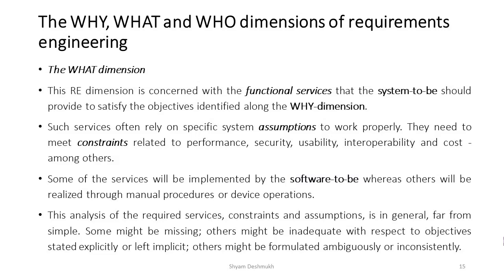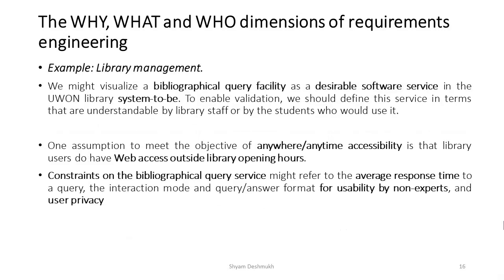They should be traceable back to system objectives so that we can argue that the latter will be satisfied. This analysis of the required services, constraints, and assumptions is in general far from simple. Some might be missing, others might be inadequate with respect to objectives stated explicitly or left implicit. Others might be formulated ambiguously or inconsistently.